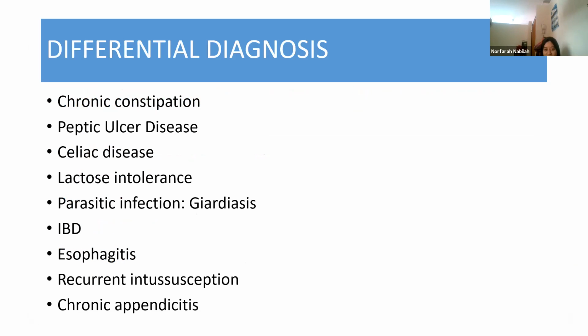Okay, next about the differential diagnosis. These are examples of differential diagnoses that also need to be excluded during history taking, examination, and investigation in order to make functional abdominal pain syndrome as a diagnosis. It can be chronic constipation, peptic ulcer disease, celiac disease, lactose intolerance, parasitic infections such as giardiasis, inflammatory bowel disease, esophagitis, recurrent intussusception, and lastly chronic appendicitis. So next.